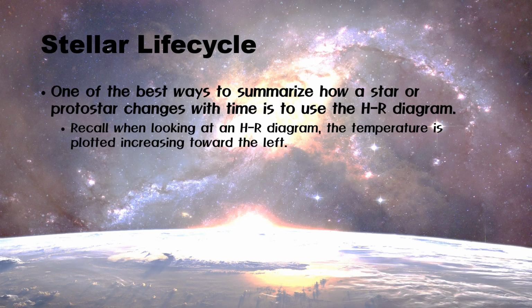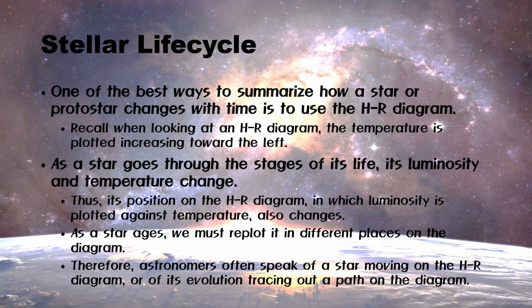One of the best ways to summarize how a star or a protostar even changes with time is actually to use the HR diagram. If you recall, when we're looking at the HR diagram, the temperature is plotted increasingly toward the left. And as a star goes through the stages of its life, we'll find that its luminosity and temperature change. Thus, the position that we have on the HR diagram, in which luminosity is plotted against temperature, is also going to change. So we conclude that as a star ages, we have to replot it in different places on the diagram. Therefore, astronomers often speak of a star moving on the HR diagram or of its evolution tracing out a path on the diagram.